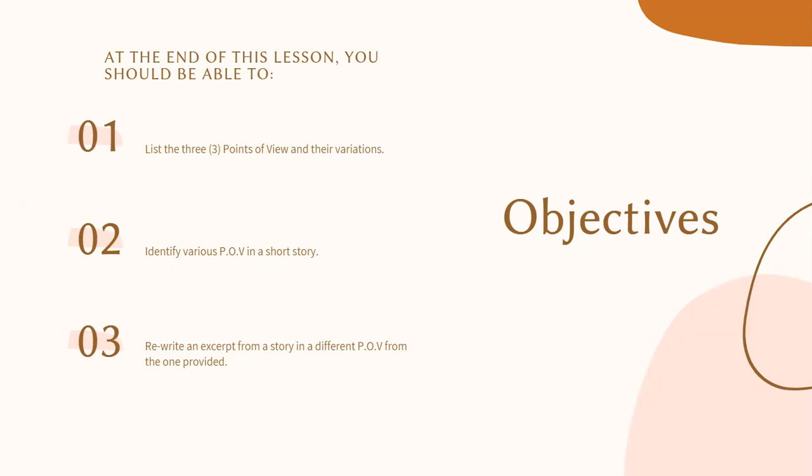So for our objectives, at the end of the lesson, you should be able to list 3 points of view and their variations, identify various points of view in a short story, and you should be able to rewrite an excerpt from a story in a different point of view from the one provided. All right, sounds good, sounds achievable. I think we can do this.